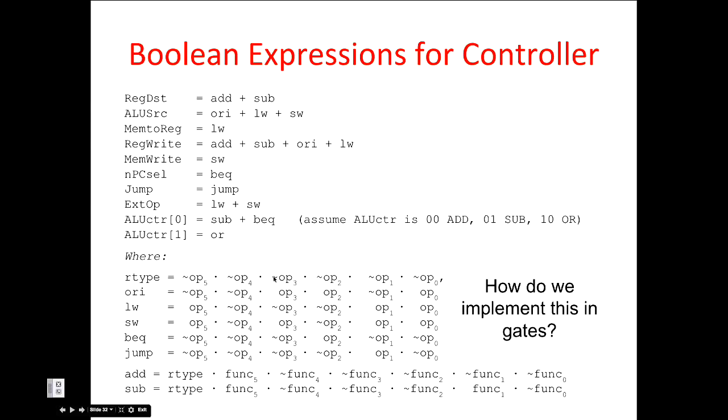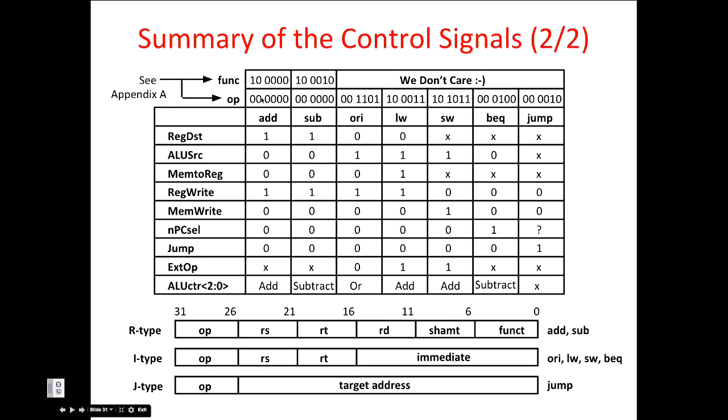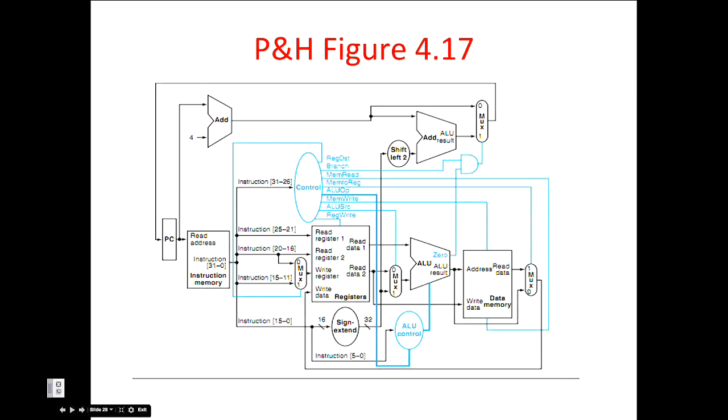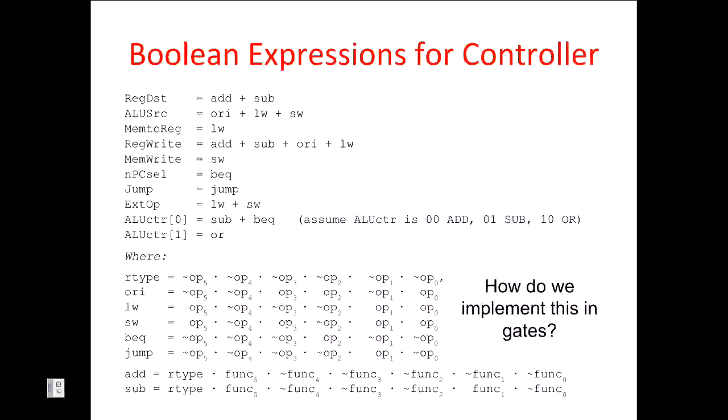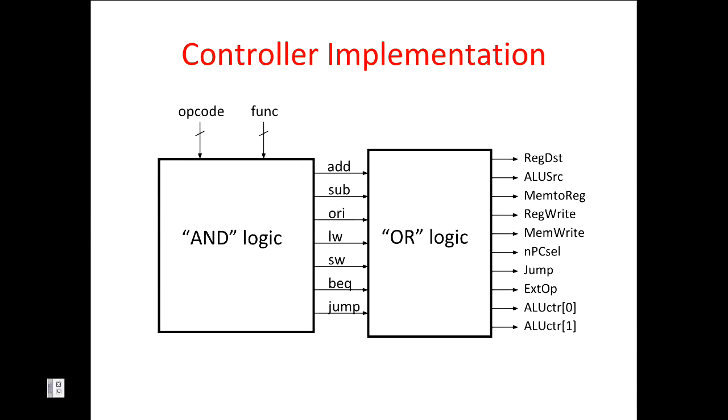To come up with this AND logic, all I did is look at these bits and see where they were 1s, and combine these bits with AND logic to tell me whether I'm dealing with an ORI or a load word or a store word, and so on. Once I have all of those, I can combine them in just this manner to make the entire control logic.